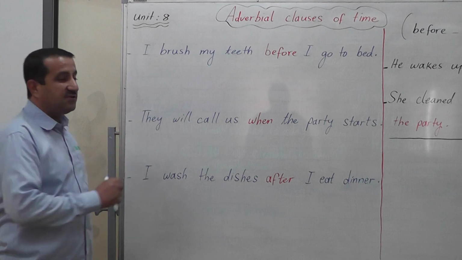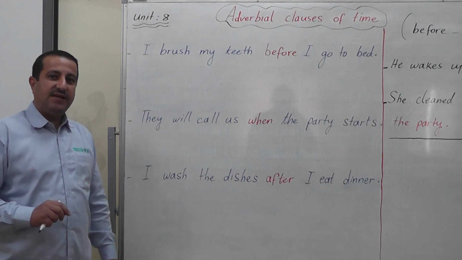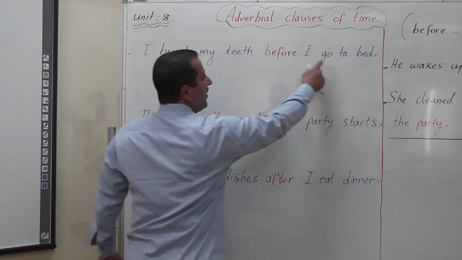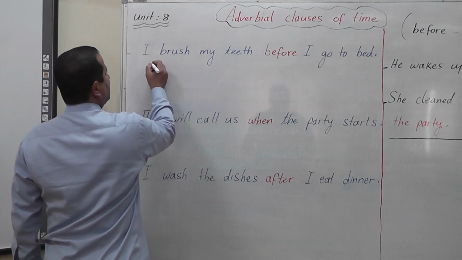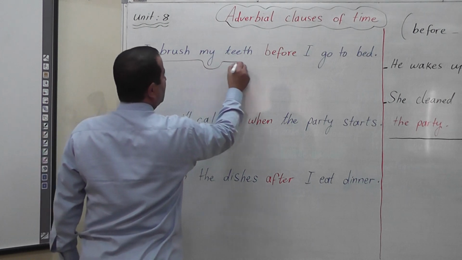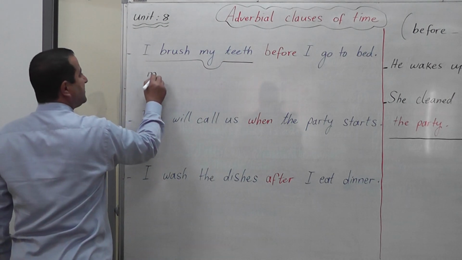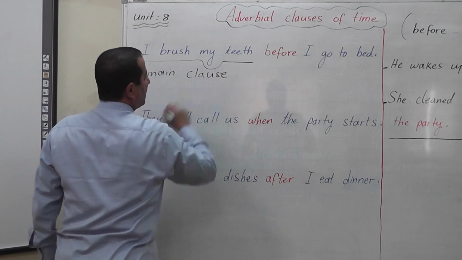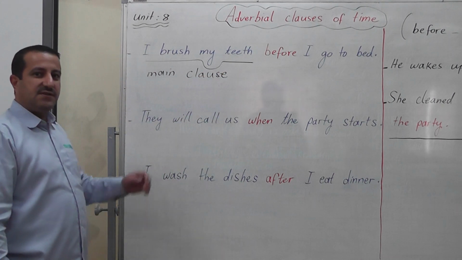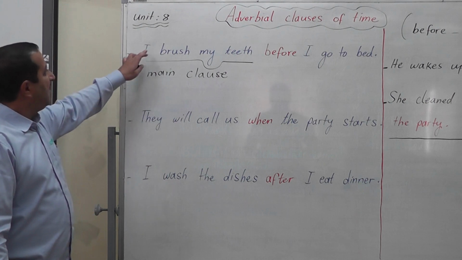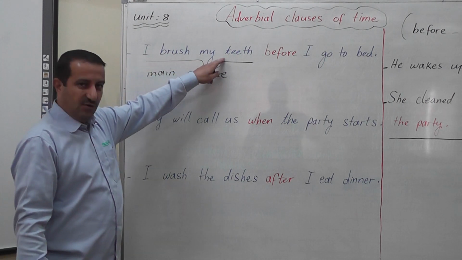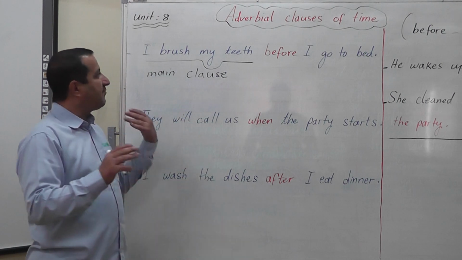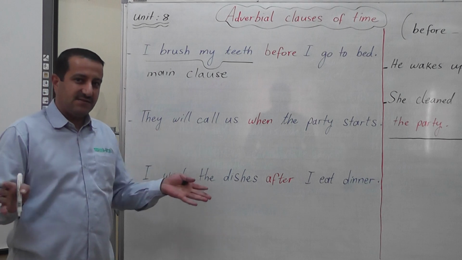If we look at the construction of this sentence, it has two clauses. I brush my teeth before I go to bed. I brush my teeth, this is called a main clause. The main clause consists of a subject, verb, and an object or a complement. It stands on its own. If we say, I brush my teeth, that is a complete sentence.